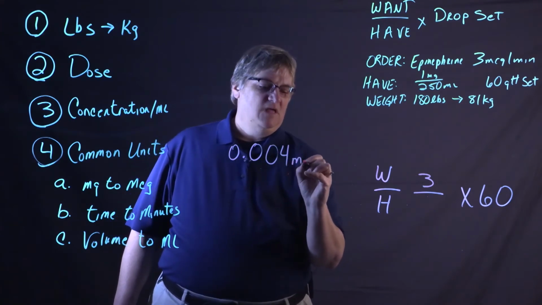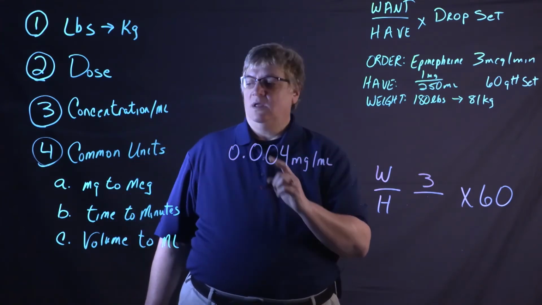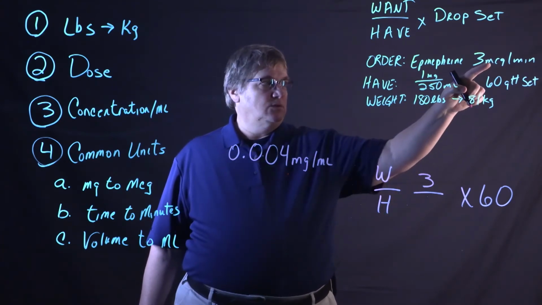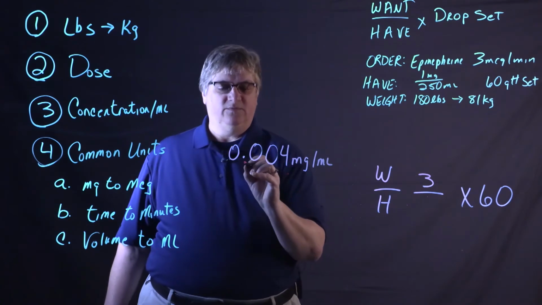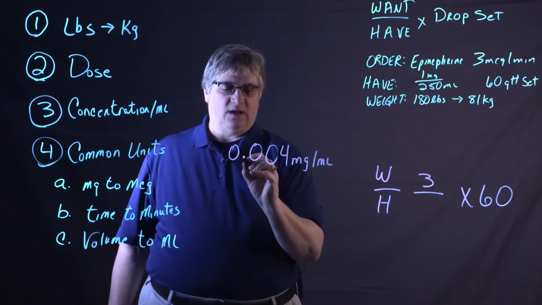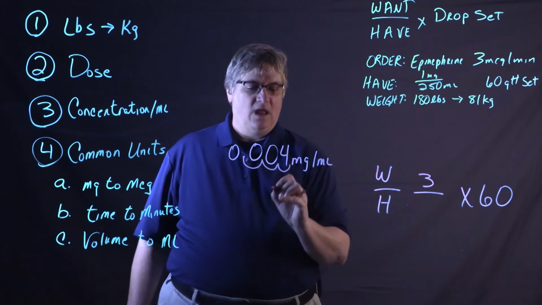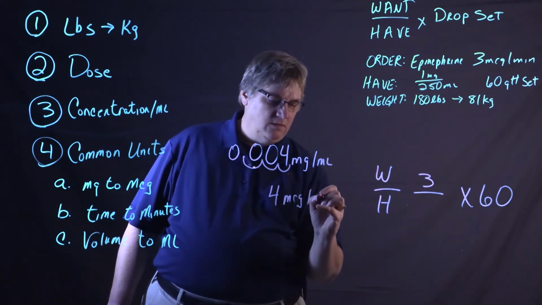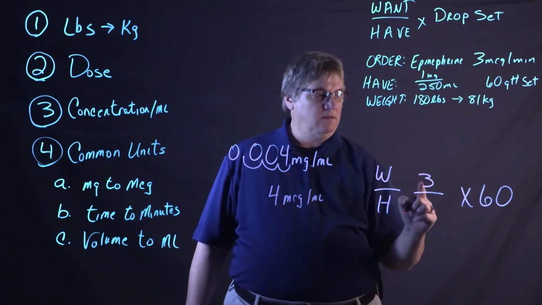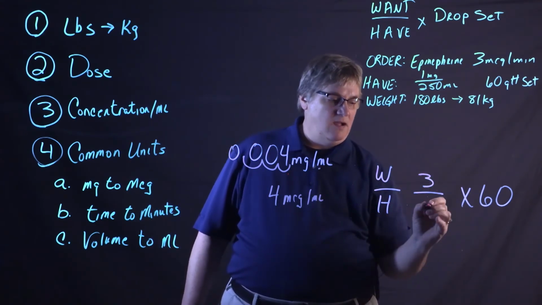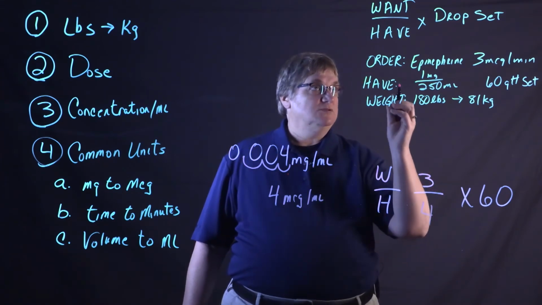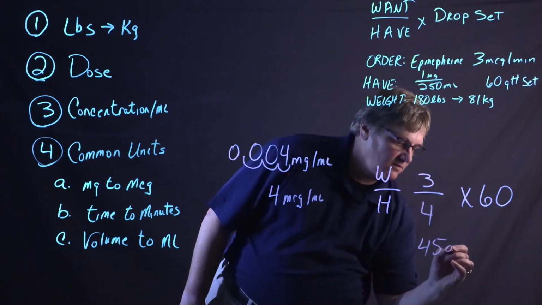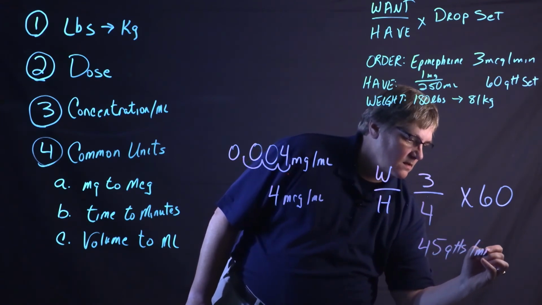0.004 milligrams per milliliter. I have to convert it to a common unit because micrograms was my dose ordered up here. So to do that, I'm going to move my decimal point 3 places to the right. 1, 2, 3. That becomes 4 micrograms per milliliter. So my dose was 3. I have 4. Using our math, 3 divided by 4 times 60 is 45 drops per minute.